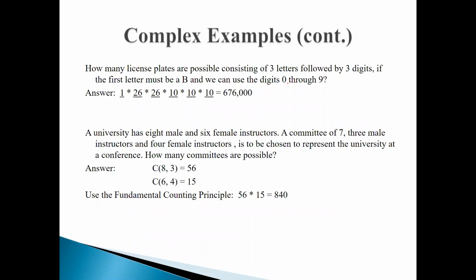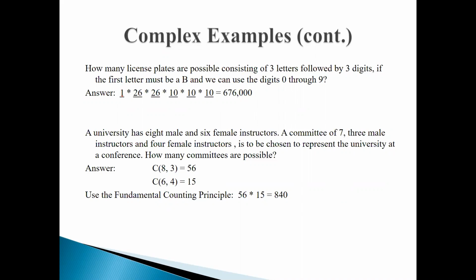All right, so now complex examples continued. How many license plates are possible consisting of 3 letters followed by 3 digits if the first letter must be a B and we can use only digits 0 through 9? Well, again, a slot diagram is going to work really well here. So we have 3 spaces that are letters, 3 spaces that are digits. First letter has to be a B, so there's only one way we can get that B.